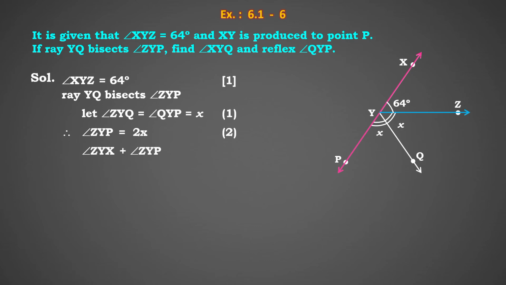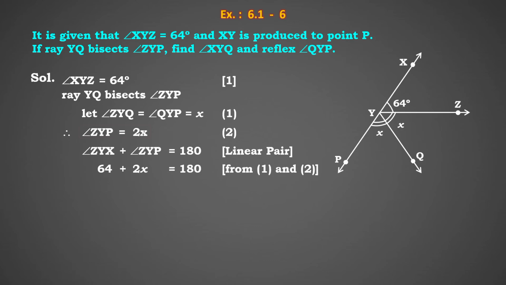Angle ZYX plus angle ZYP equal to 180 degree because they are linear pair. Angle XYZ is already given as 64 degree plus angle ZYP we already got as 2x. So we will replace that value, equal to 180 degree, from equation 1 and 2. So 2x equal to 180 degree minus 64 degree. So that is coming 116 degree. So x is 58 degree.